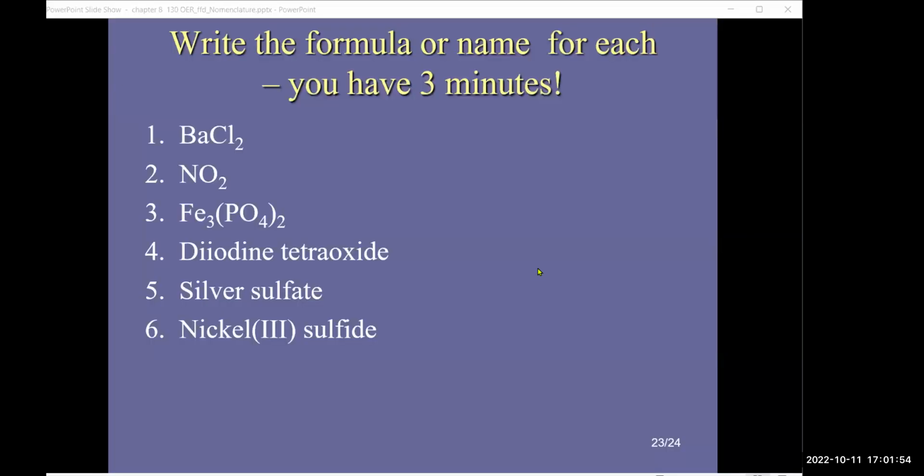All right, so we did that one, and so this was iron 2 phosphate. Okay. And then we have diiodine tetroxide. So we do the base formula first. So we got iodine and oxide, then the prefixes. And so we got I2O4.